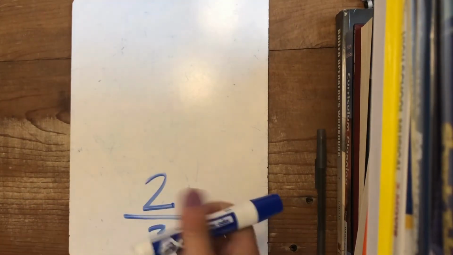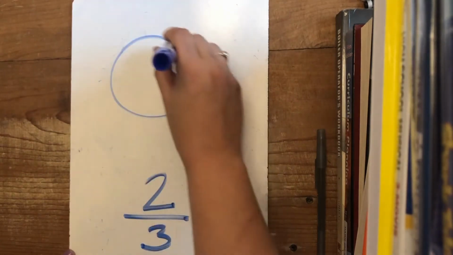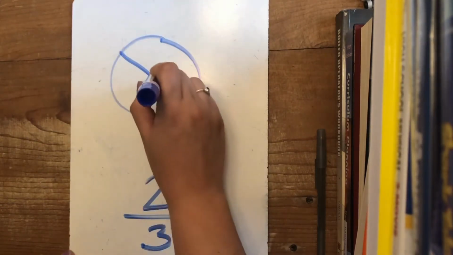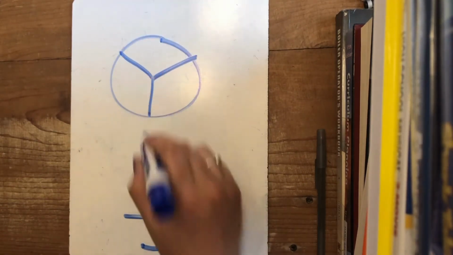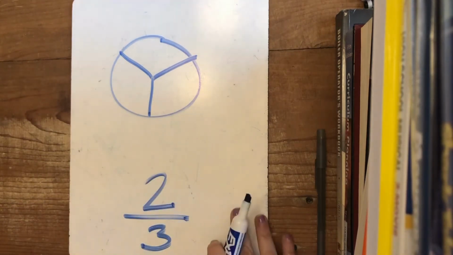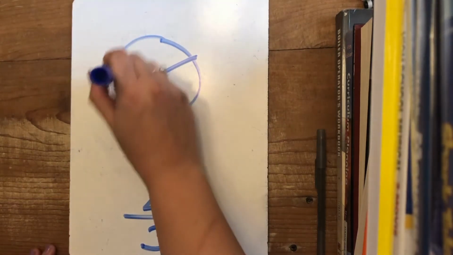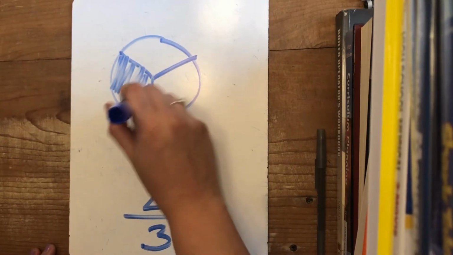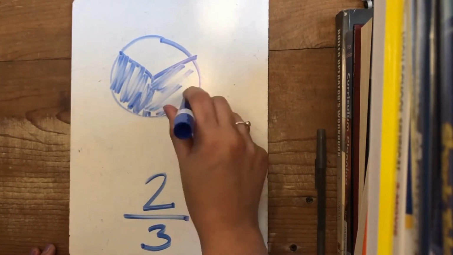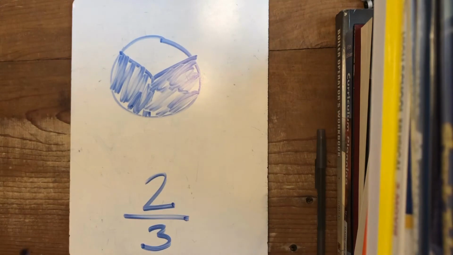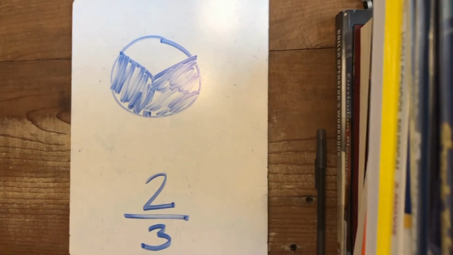Now I'm going to create a shape that represents 2/3. So this is our circle, and I made 3 pieces inside of it because that is the total amount, which is on the bottom. How many do I need to shade in? 2 pieces. So 1, 2. So now my circle represents 2/3.